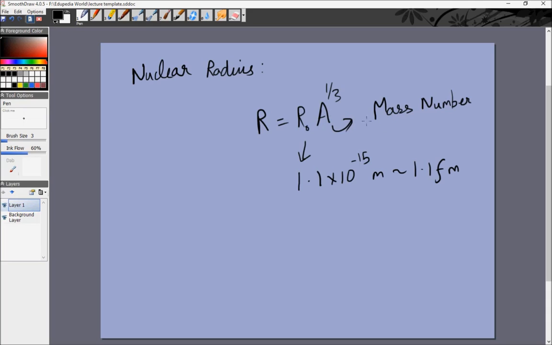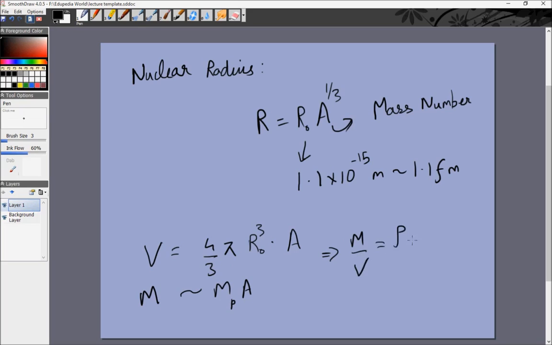And one interesting thing here is the volume of the nucleus now becomes 4 by 3 pi R cubed, or 4 by 3 pi R naught cubed times A, and the mass of the nucleus is approximately mass of the proton times A. Now the mass of the proton and the mass of the neutron are slightly different, but that difference is quite small. So we can say that the mass is proportional to A, which means the mass by volume, or the density of the nucleus, is independent of A.